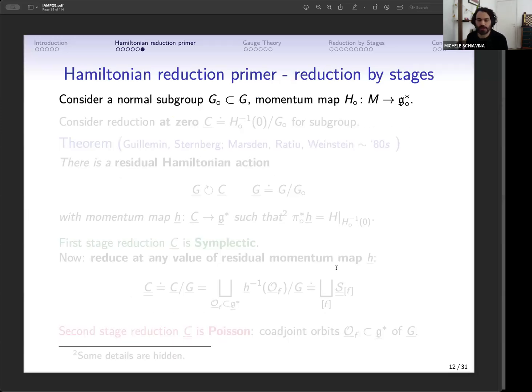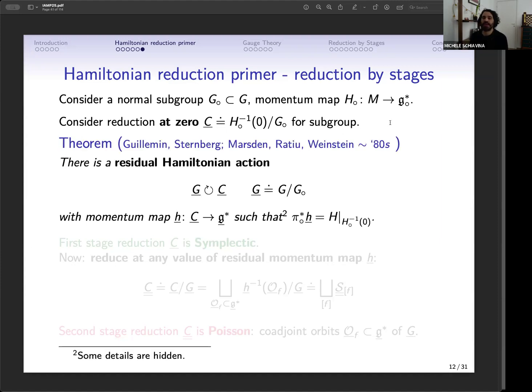And the twist is the following. Now, consider that you are given a normal subgroup G naught inside G. And to this you can associate a momentum map. And because of this, you can consider the reduction at zero. So here I am deliberately choosing to only consider reduction at zero for this normal subgroup, and this we will see is motivated by physics. So I'm considering the reduction at zero here.